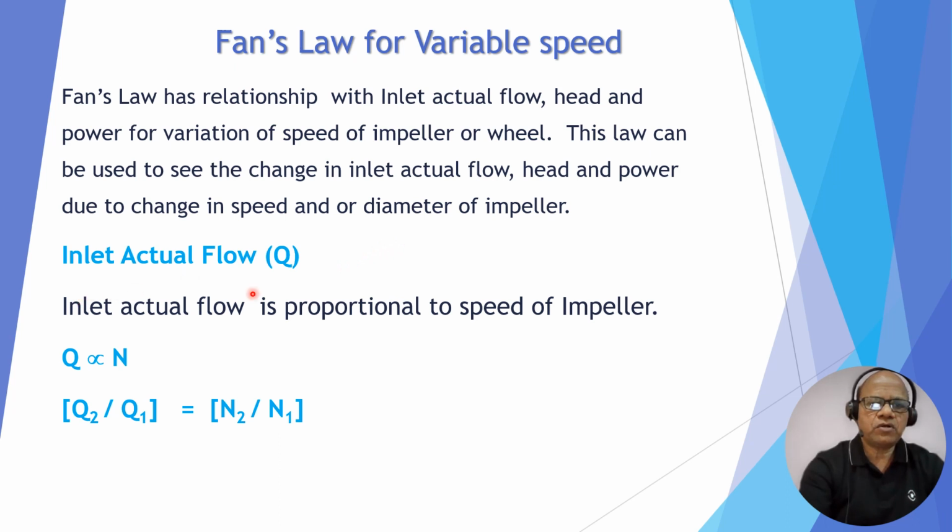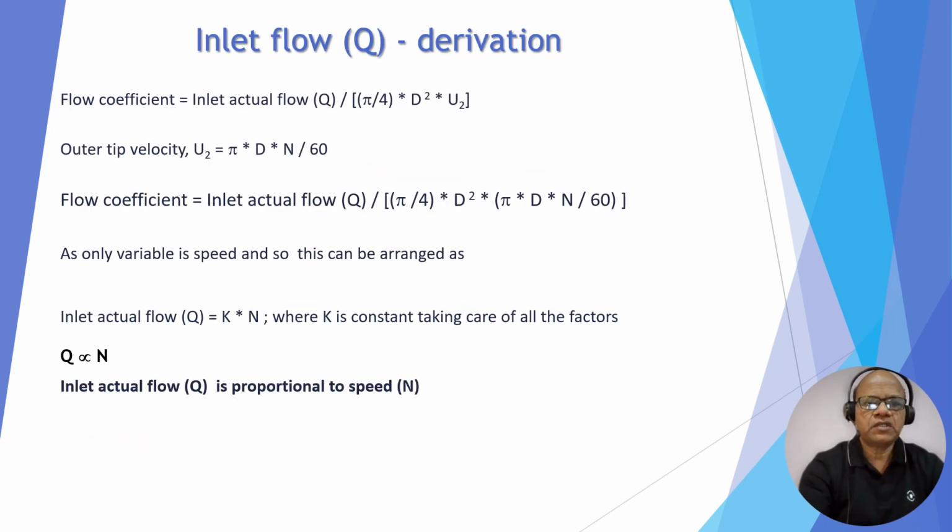Inlet actual flow Q is proportional to speed, so Q is proportional to N. So we can also write Q2 by Q1 is equal to N2 by N1. Now the derivation for how this Q is proportional to N.